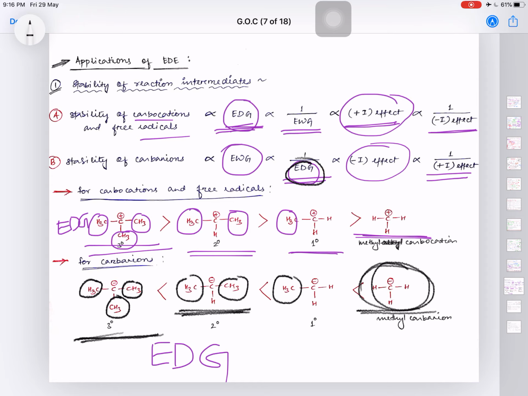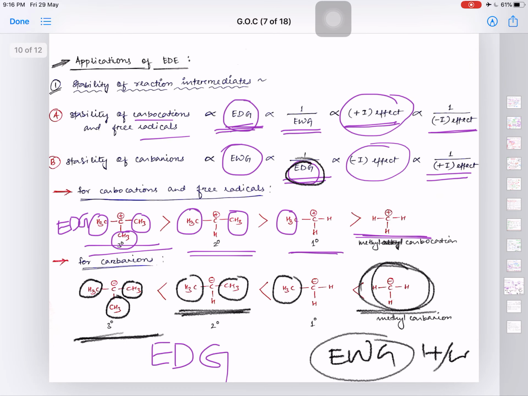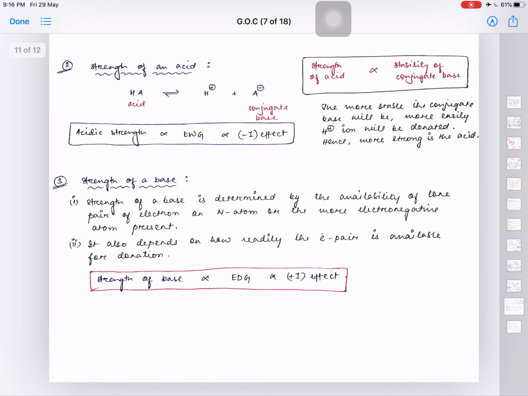For electron withdrawing, you just write the order. Do it by yourself for electron withdrawing groups. This is your homework. In this way you can find out the stability of carbocations, anions, and free radicals. Free radicals will be exactly the same as carbocations. So let us come back to the next application.